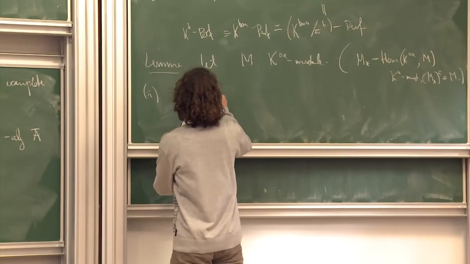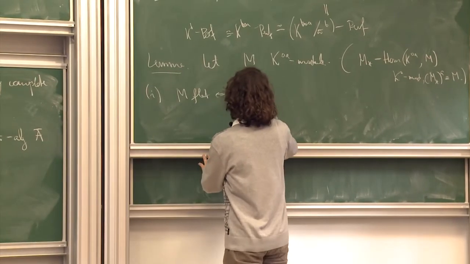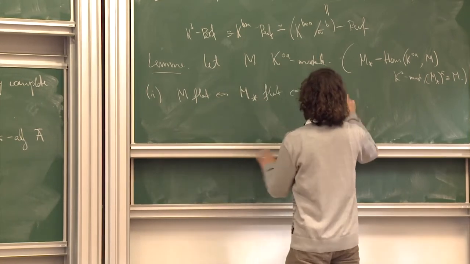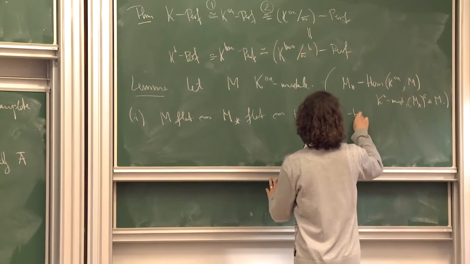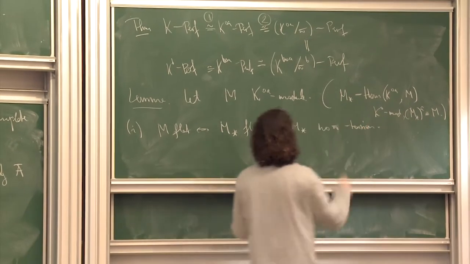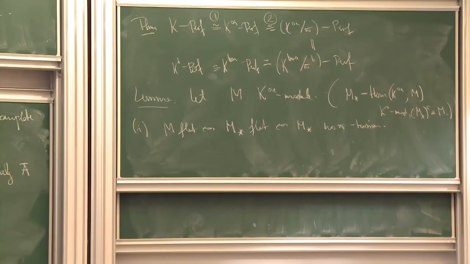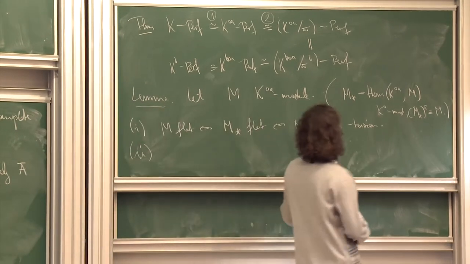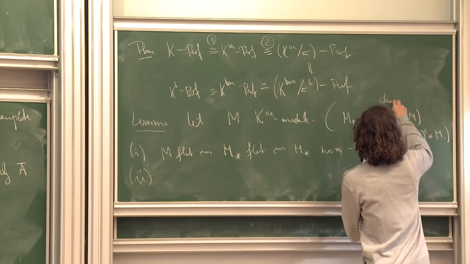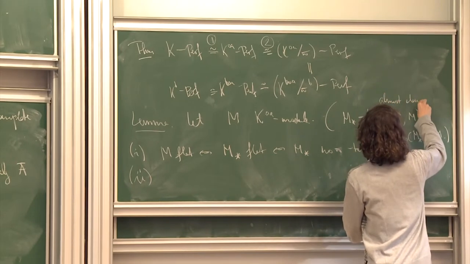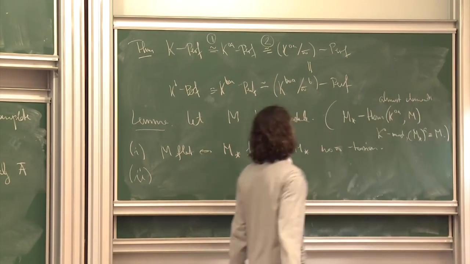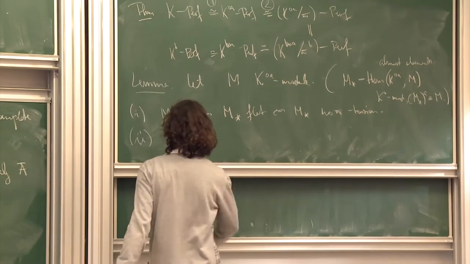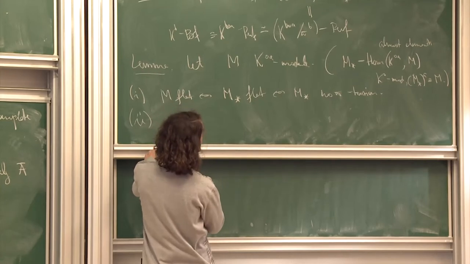M is flat if and only if M lower star is flat, if and only if M lower star has no pi torsion. And let me recall that this thing here is called the module of almost elements of M. And for the following reasons, this is a good name.